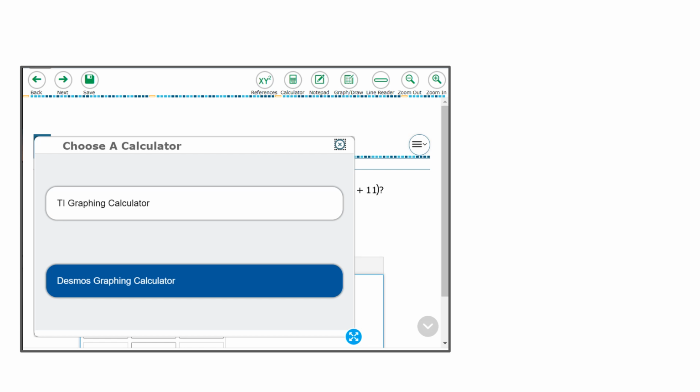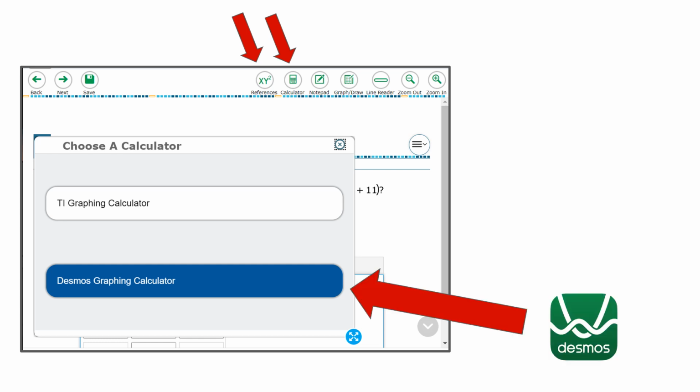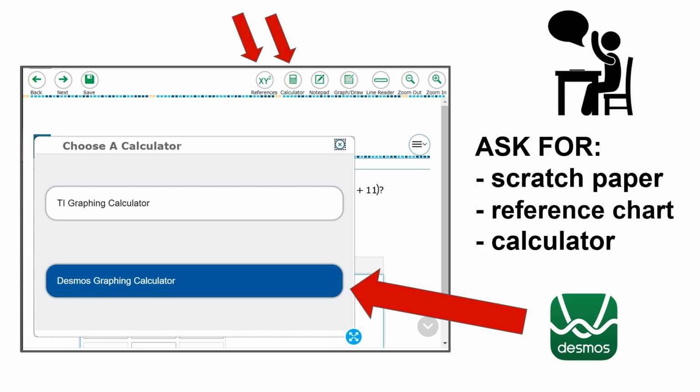This is what the testing window will look like when you take STAAR on the computer. Notice that there are buttons at the top where you can access the reference chart and calculator, and within the calculator window, you'll see the Desmos graphing calculator. Very, very helpful. And make sure that you ask your testing teacher for scratch paper, a reference chart on paper, and a calculator. The less things you have open on the screen, the easier it is going to be for you to see everything you need to see.